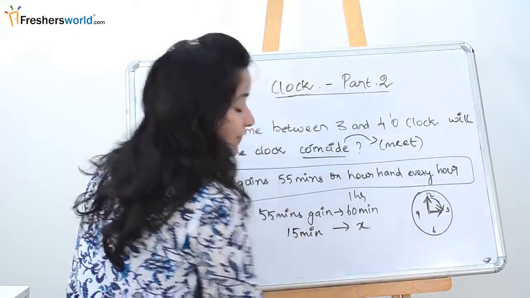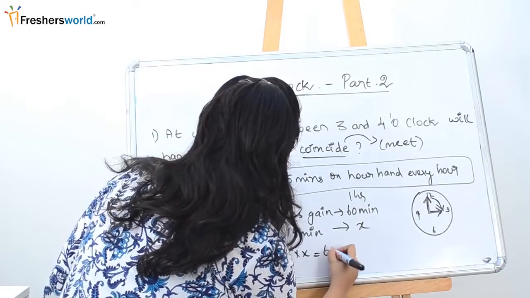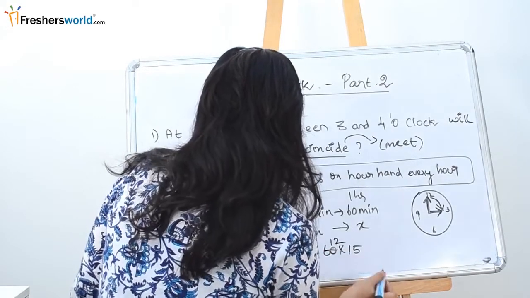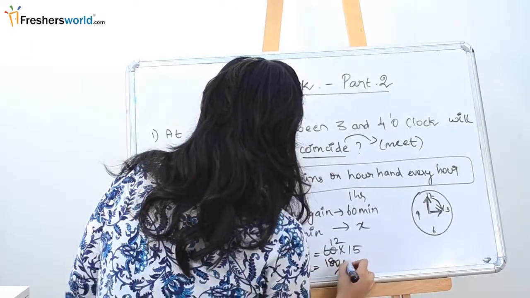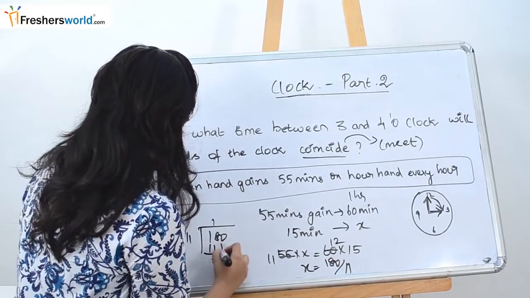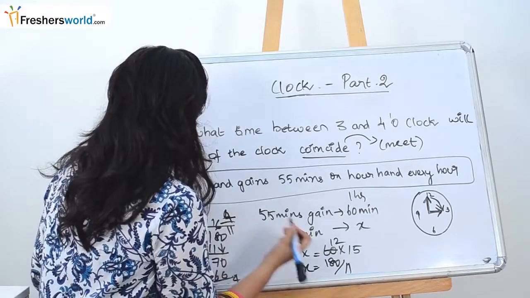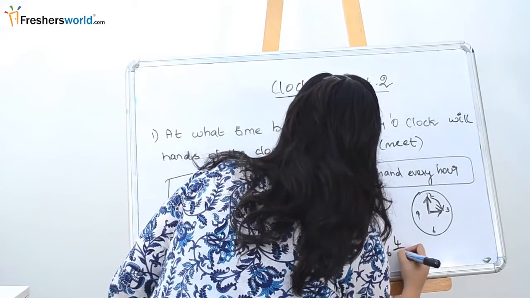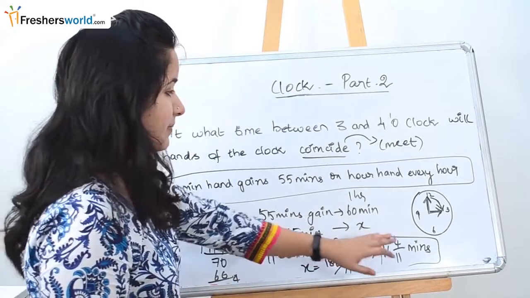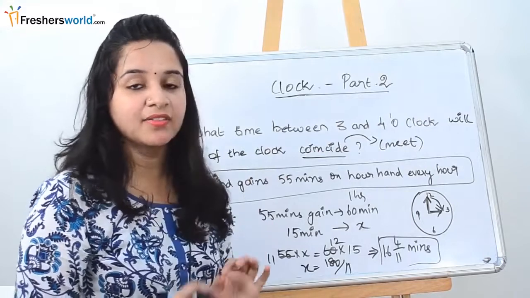And when they will meet is nothing but x. As you know, just cross multiply it. 55 into x is equal to 60 into 15. We know the answer is 180 by 11. Let's solve it. Which is nothing but 16 4 by 11 minutes. So at 16 4 by 11 minutes, you can see between 3 o'clock and 4 o'clock, your minute hand and the hour hand will coincide.